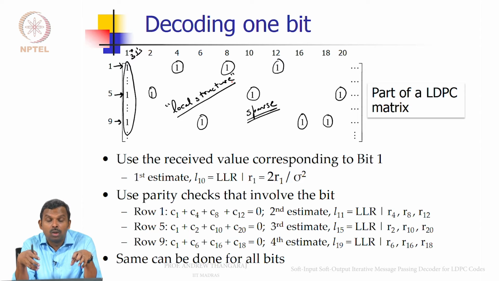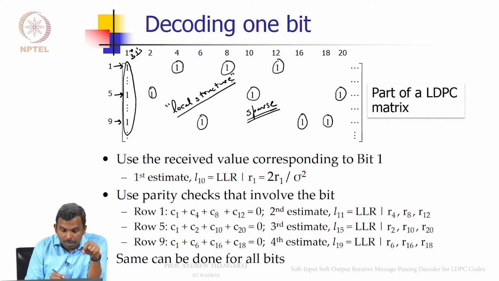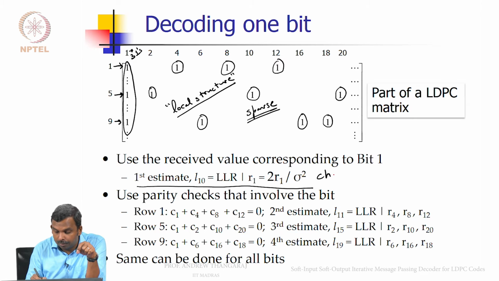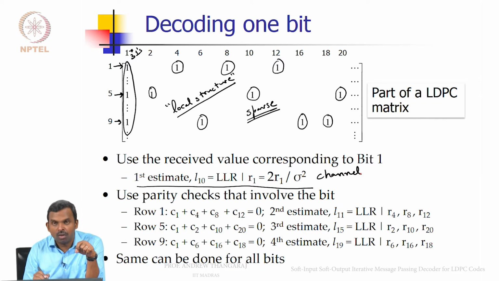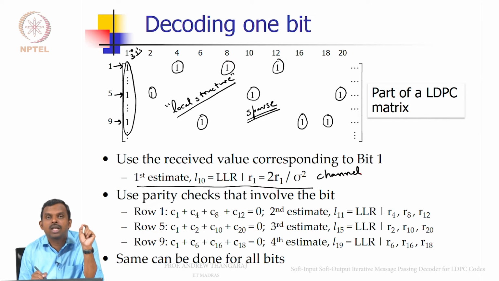Now, if we are given only R1, we know what the belief of the first bit is. This is like the first estimate, only from the channel. You are given only R1, what can you say about the belief of the first bit? 2R1 by sigma square. So, that we know, there is no problem. So, what we do now is we try to exploit the local structure, the connections in row 1, row 5 and row 9.